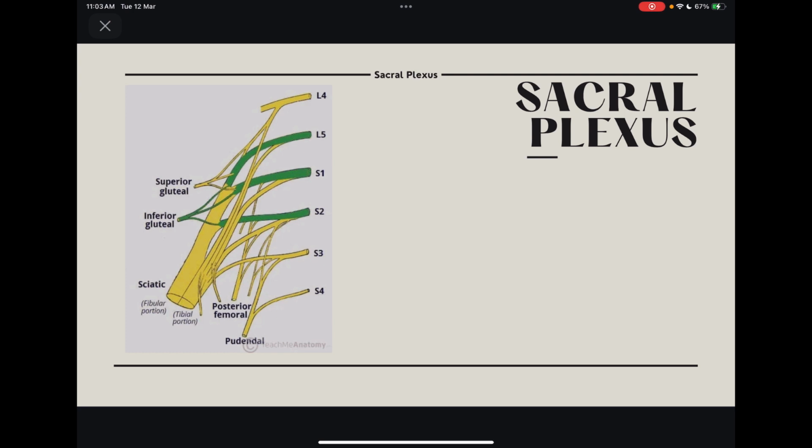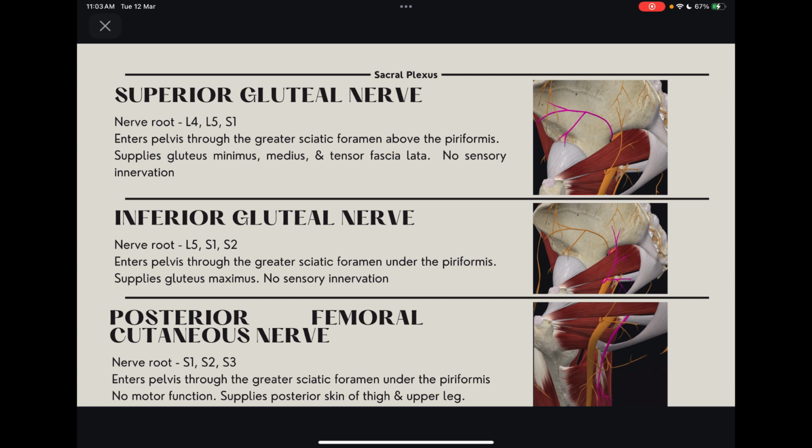L5, S1, S2, we have the inferior gluteal nerve. S1, S2, S3, we have the posterior femoral cutaneous nerve. And then from L4, L5, S1, S2, S3, we have the sciatic nerve. The first two nerves, the superior and inferior gluteal nerves, are going to supply muscles only, and the posterior femoral cutaneous nerve will only supply skin, cutaneous supply. And then the sciatic nerve is mixed, so it will have both motor and sensory innervation.